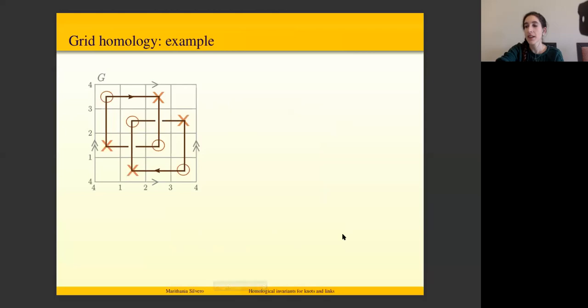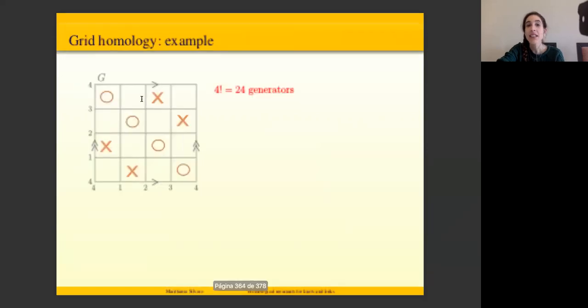Well, here I have an example. It is okay, I will run a little bit. We have this example of the Hopf link. In this case, we have 4 factorial equals 24 generators. Recall that a generator, when I say, for example, 2, 3, 1, 4, I mean 2, 3, 1, 4. It is clear from the picture, right?